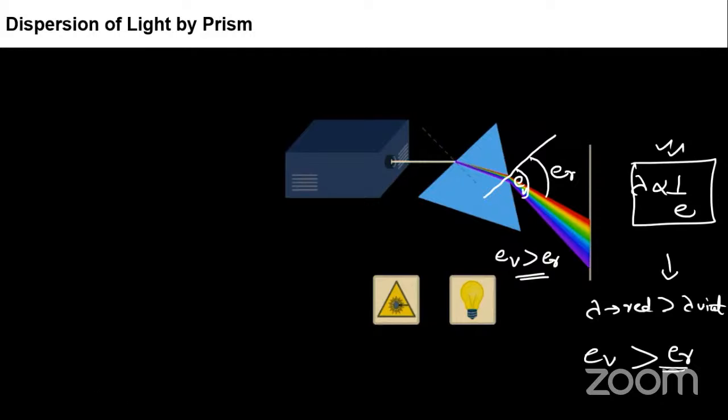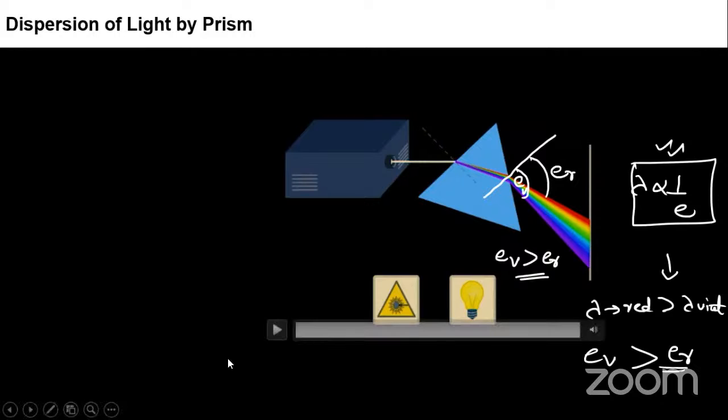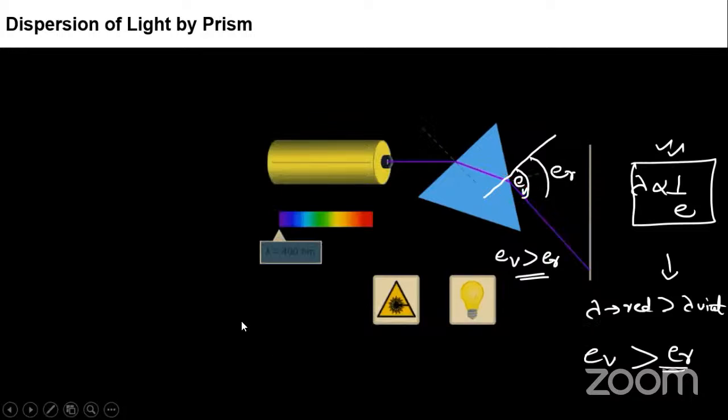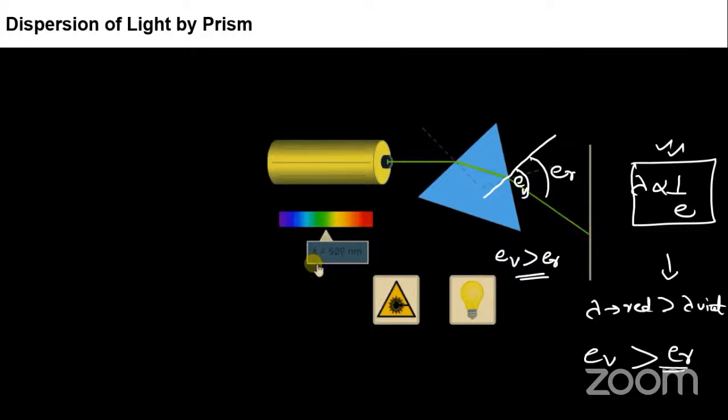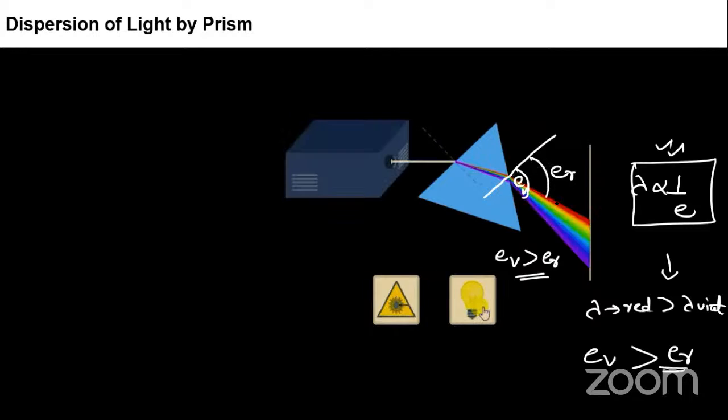Let us see the video again and conclude one more time. See it carefully. If I increase lambda, it will soon reach red, which has the longest wavelength. Now see the emergent angle, how much it is? It's small for red. So as you increase the lambda, the emergence angle decreases. Fine, students? Please reply in the chat box.